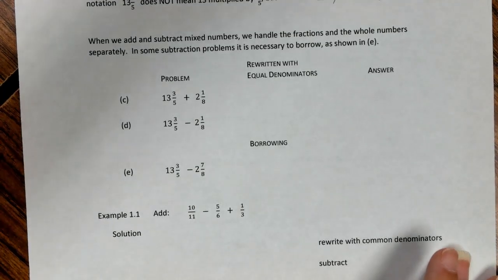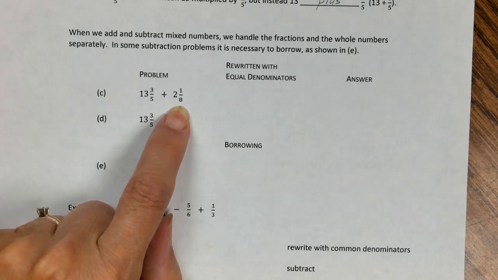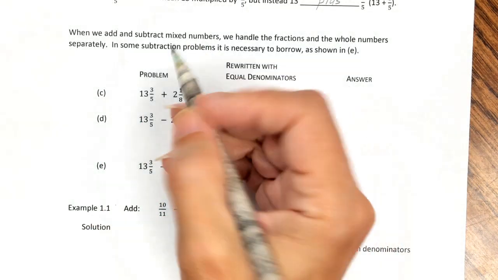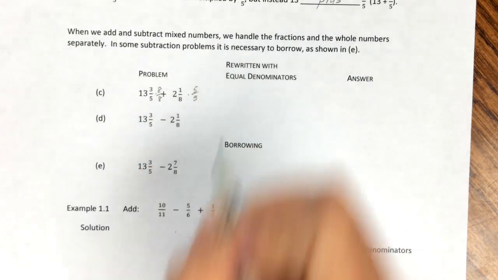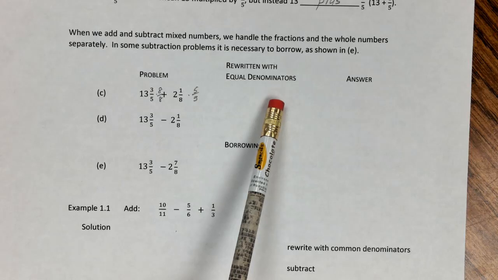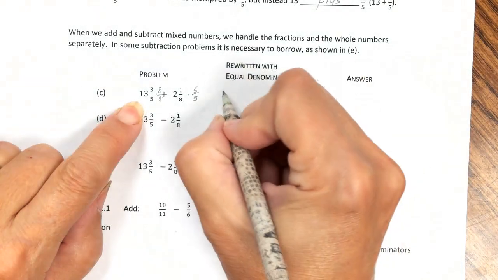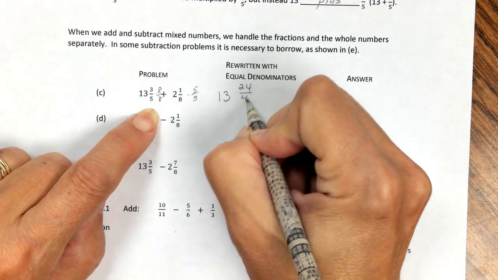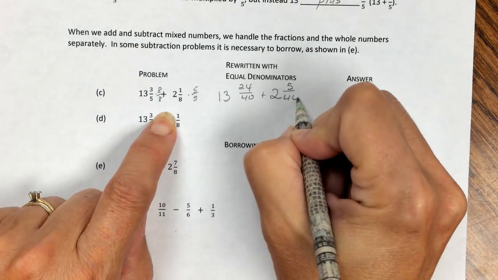Okay, so for this one, we take a look at our denominators. They're not the same, so we're going to have to take care of that. We're going to be multiplying 8 over 8 times the first one, and 5 over 5 times the second one. So we're going to rewrite that problem with the common denominators. So we have 13 and 24 40ths plus 2 and 5 40ths.